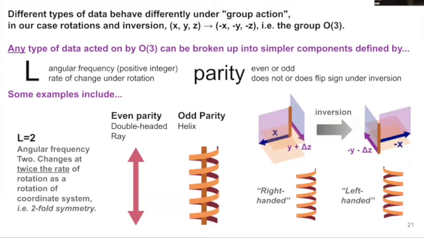And I think what I want to leave in your mind is that an L object has an L-fold symmetry. So this helix, you rotate it by 180 degrees, or this double-headed ray, you rotate by 180 degrees, and it looks the same. And then it's really just defining how that object behaves under parity.